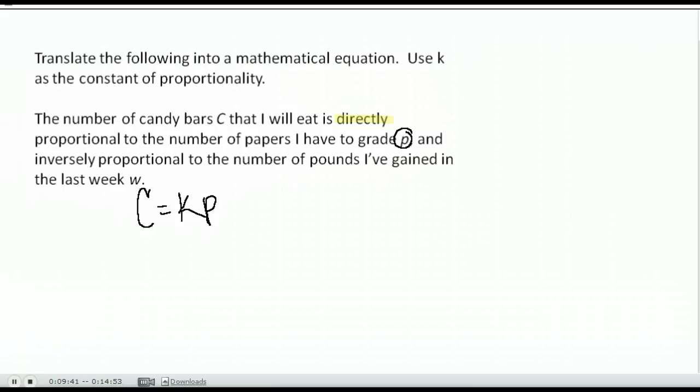And inversely, so we have inverse variation too in the same problem. Don't let that worry you. All you're going to do is divide by whatever it says it's inversely proportional to. It's inversely proportional to the number of pounds I've gained in the last week, W. So we just divide by W. Anything that's directly proportional would be multiplied by our K on the top. Anything it's inversely proportional to would go in the bottom and be divided by that.